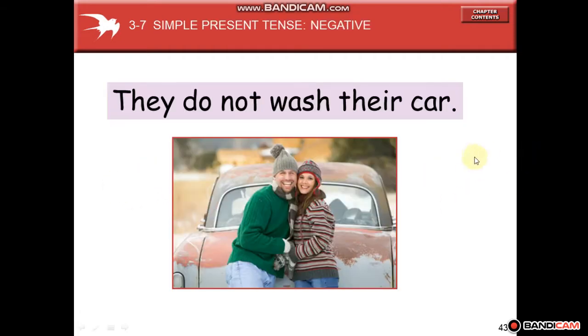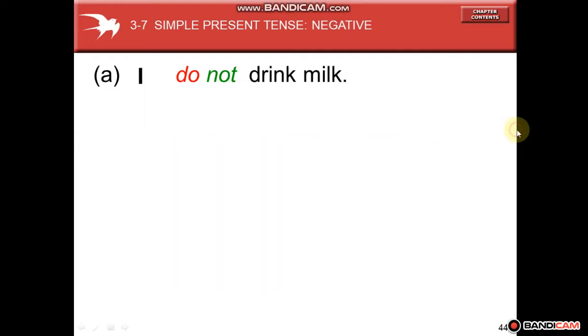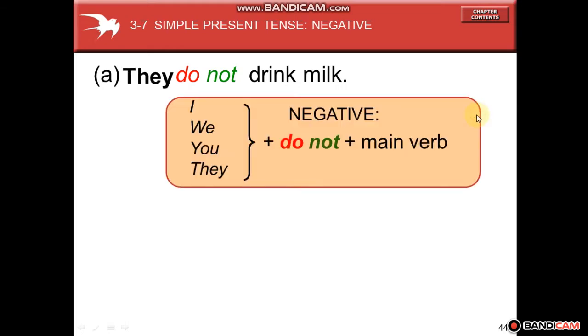Okay. Now negative cases of present simple tense. They do not wash their car and they don't care. They are happy, you can see. Now this is a context. Do not. I do not drink milk. We do not drink milk. You do not drink milk. They do not drink milk. All people do not drink milk. Why? What's happening here?